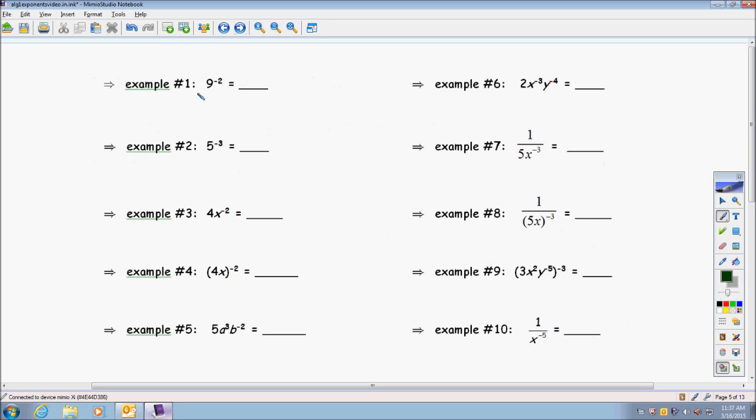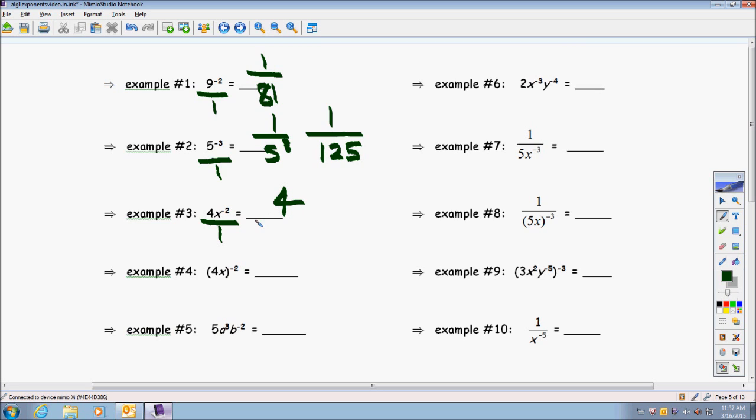Again, if it's not a fraction, put it over 1. So it's going to become 1 over 81. 9 squared, not a fraction, put it over 1. 1 over 5 cubed, which becomes 1 over 125. Now, the 4 is good. We're going to leave the 4 alone. 4 stays upstairs, but the x to the negative 2 goes downstairs, just like so.